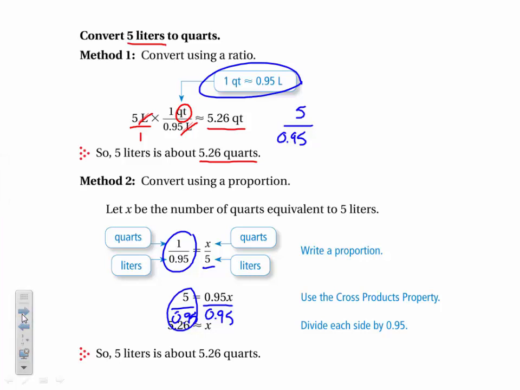Now I would like you to try examples 1 and 2 and see if you can set it up and solve for the conversion.